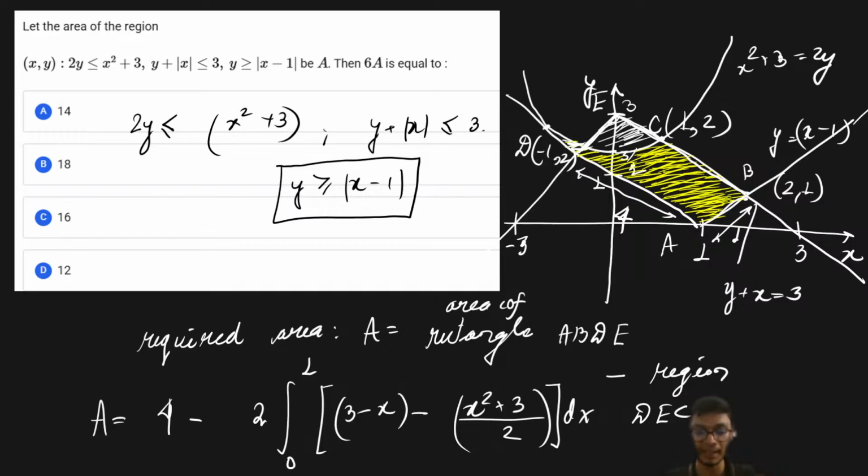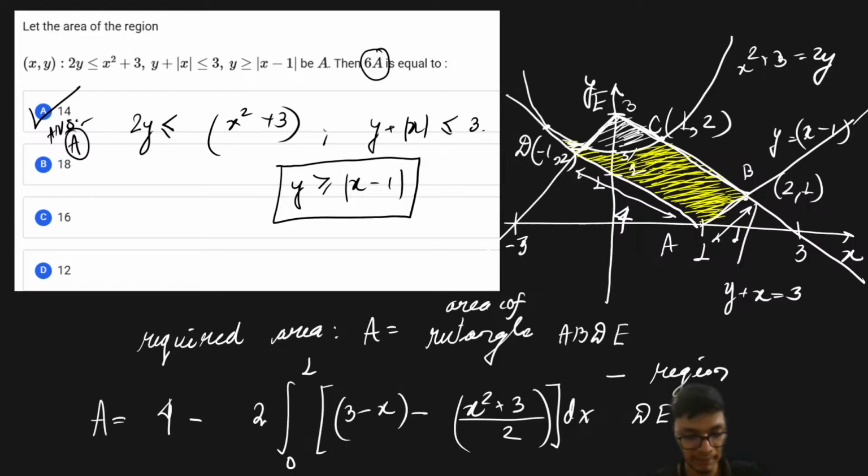So we got the value of A as 7 upon 3, and we have to basically calculate the value of 6 times A. So 6 times A is going to be equal to 14. Therefore, the answer to this particular problem is going to be option number A. I hope this is clear to all of you.